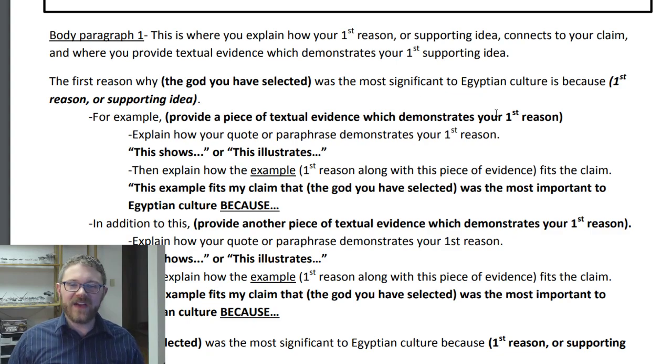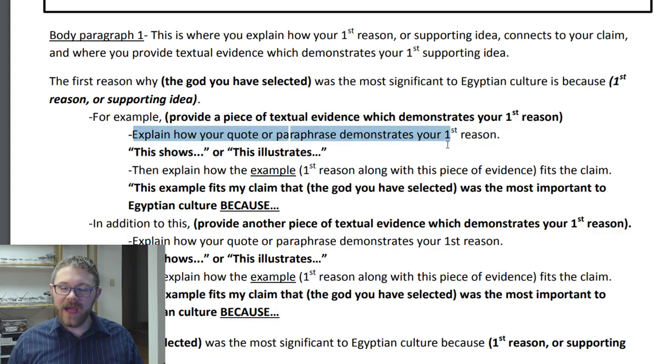The first reason why the god you've selected was the most significant to ancient Egyptian culture was because, and you'll talk about your first reason. Now you're going to give your first example of why this is the case. So you're going to provide a piece of textual evidence which demonstrates your first reason. After this, you're going to have a sentence which explains how your quote or paraphrase, in this case we're going to do a direct quote, demonstrates your first reason.